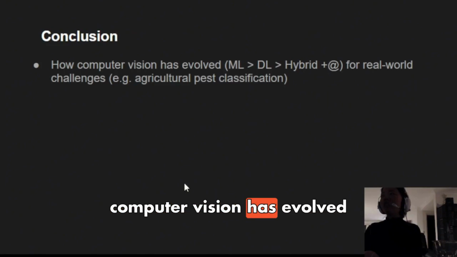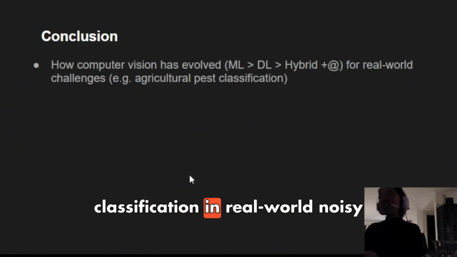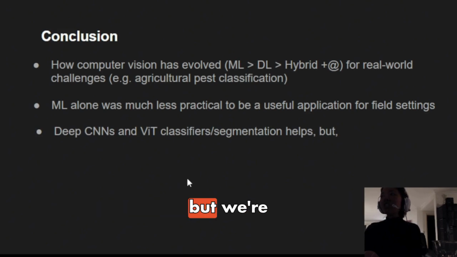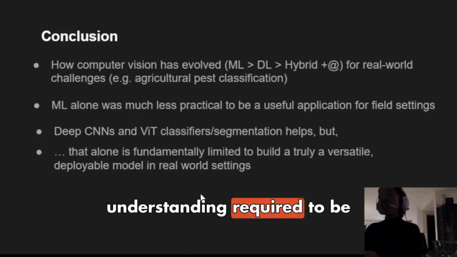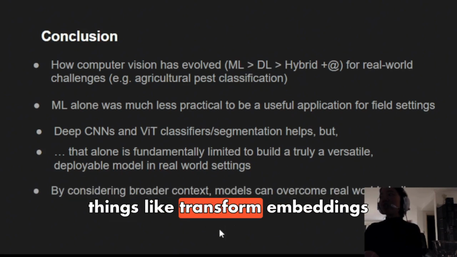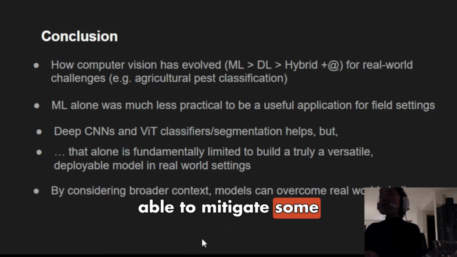Overall, we've seen how computer vision has evolved in history to tackle challenges like insect classification in a real-world, noisy, messy agricultural setting. We've seen how machine learning alone was much less practical as a useful application, and how deep learning could improve this with better detection and segmentation, but was limited in the sense that it lacked the fundamental understanding required to be a truly versatile, deployable model in real-world settings. And by taking broader context into learning with things like transformer embeddings or background domain knowledge, we've observed that we would be able to mitigate some of the real-world challenges.